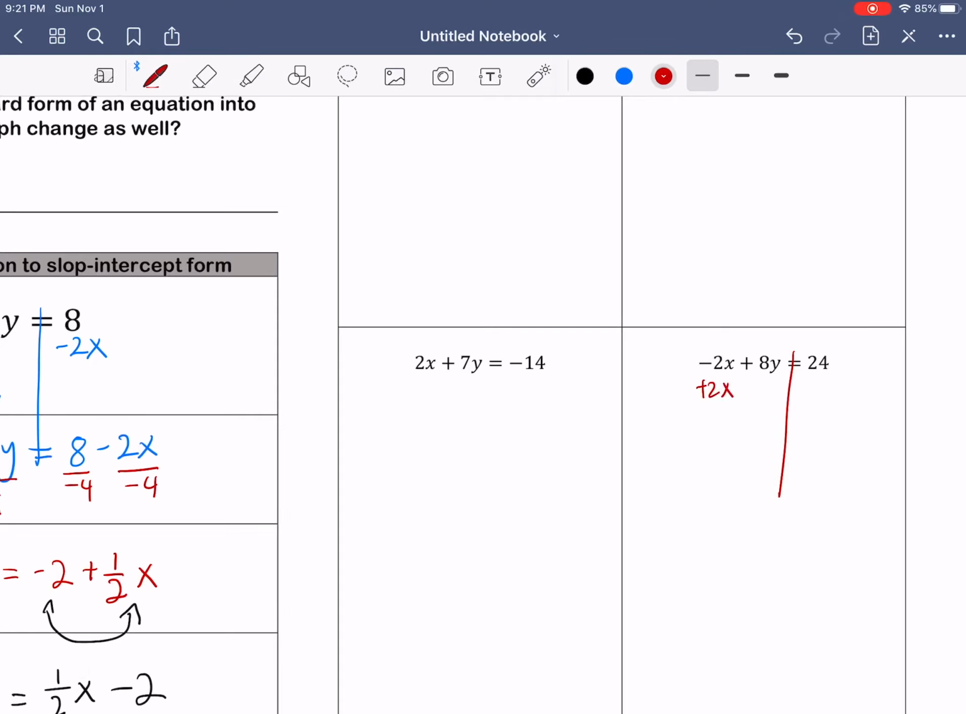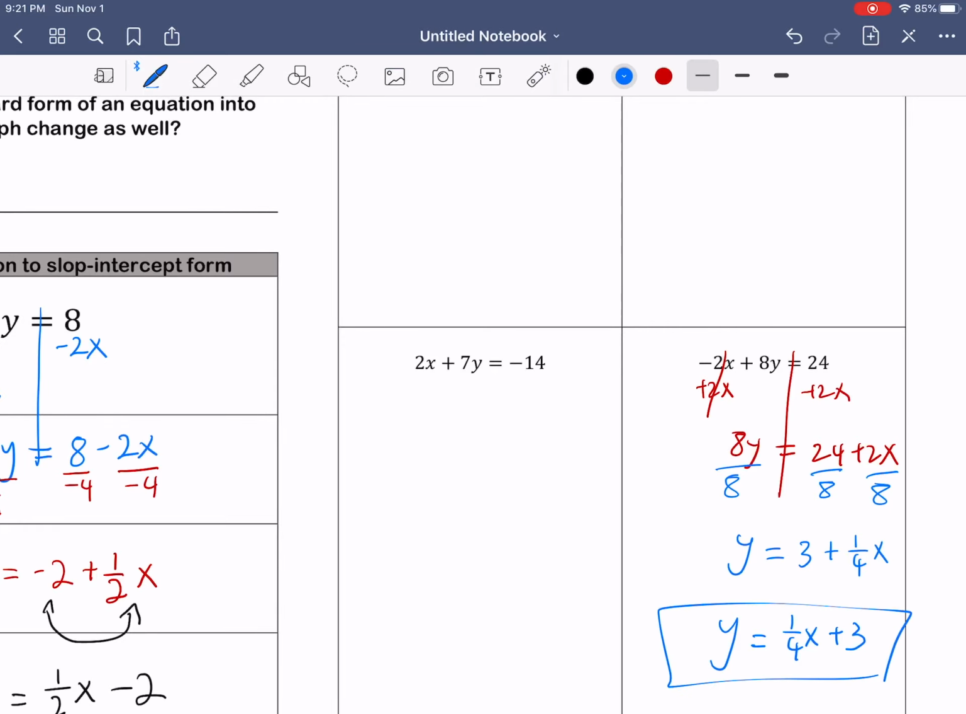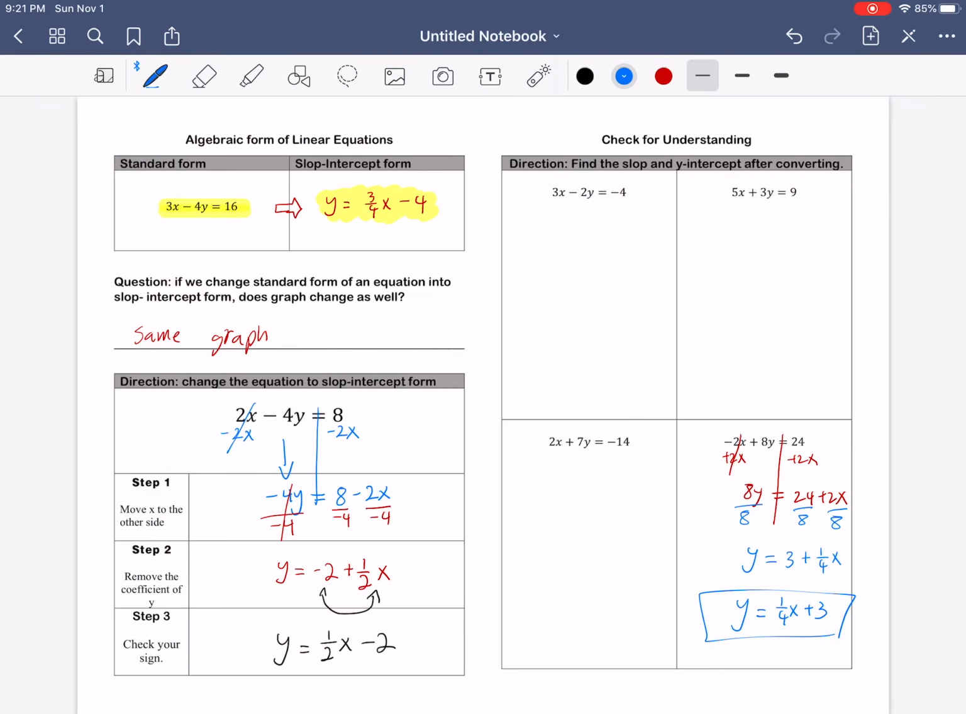Just plus 2x both sides. So you get 8y equals what? 24 plus 2x. If you divide by 8 both sides like that, you'll get y equals 24 divided by 8 is 3, and 2 divided by 8, if you simplify it, is going to be 1/4. Okay? And obviously, if you switch it, you will get it like that. So, yeah, second question, I don't think you will have any problem.